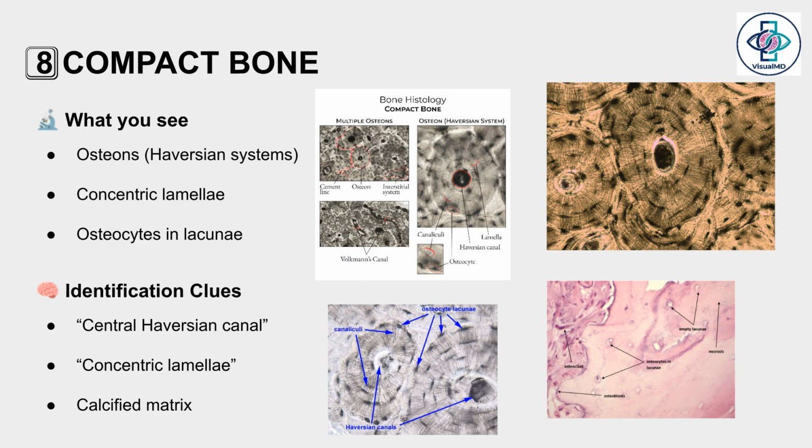Compact bone is characterized by osteons, or Haversian systems, which contain concentric lamellae and osteocytes in lacunae. It features a calcified matrix.